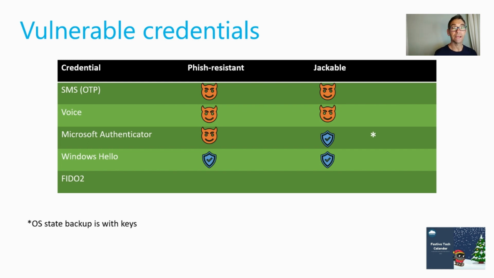So Windows Hello is phish resistant and protected from jacking, and that's because nothing gets transferred over the wire from the TPM chip. When you access the TPM chip, you access the credentials locally on the machine, and it doesn't pass any passwords or anything over the wire to the service. And similarly with FIDO2 keys, they're not jackable and therefore are phish resistant.